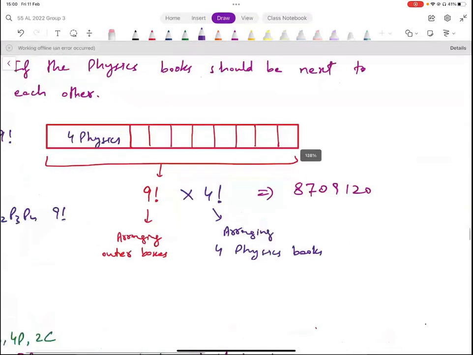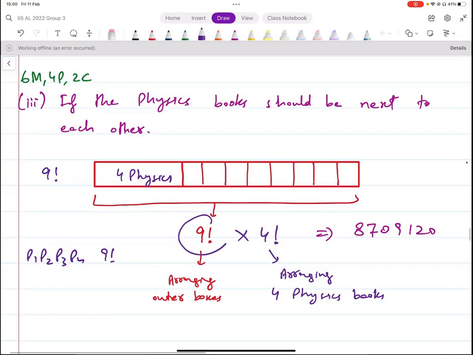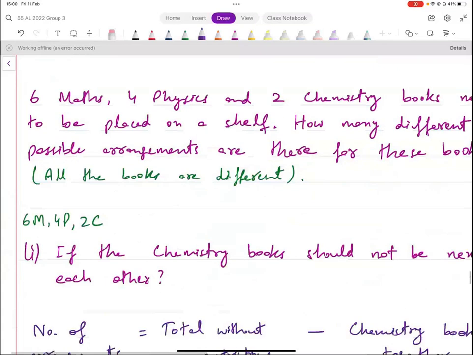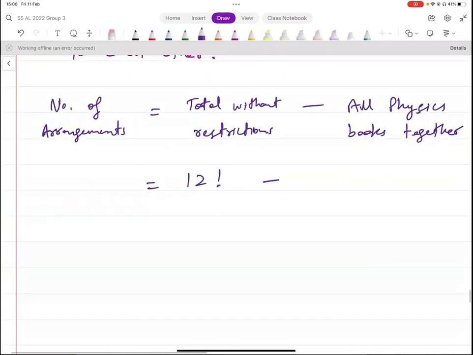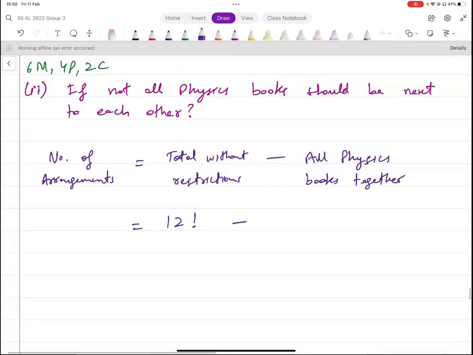If all the physics books were to be next to each other, we said we will put them in one single box like this. उनको एक box में डाल देंगे. And then the other boxes are going to be 8 in total. The total 9 हो गए. 9 factorial total का आ गया into the arrangements of those 4 physics books. आपके पास क्या हो गया 9 factorial into 4 factorial. You subtract that here. 12 factorial में से minus कर दिया आपने ये वाला case where all the physics books are together, and that was 9 factorial into 4 factorial. And you'll get something from this as well.